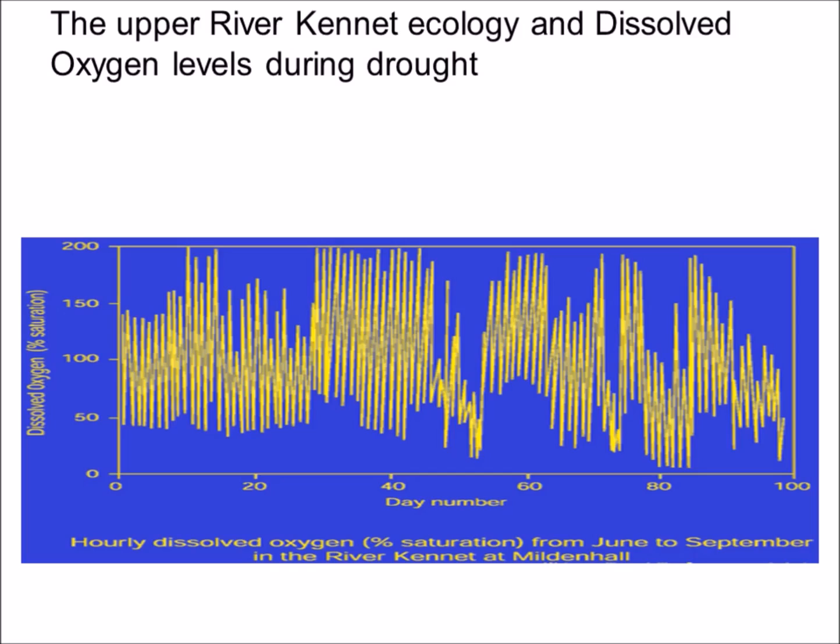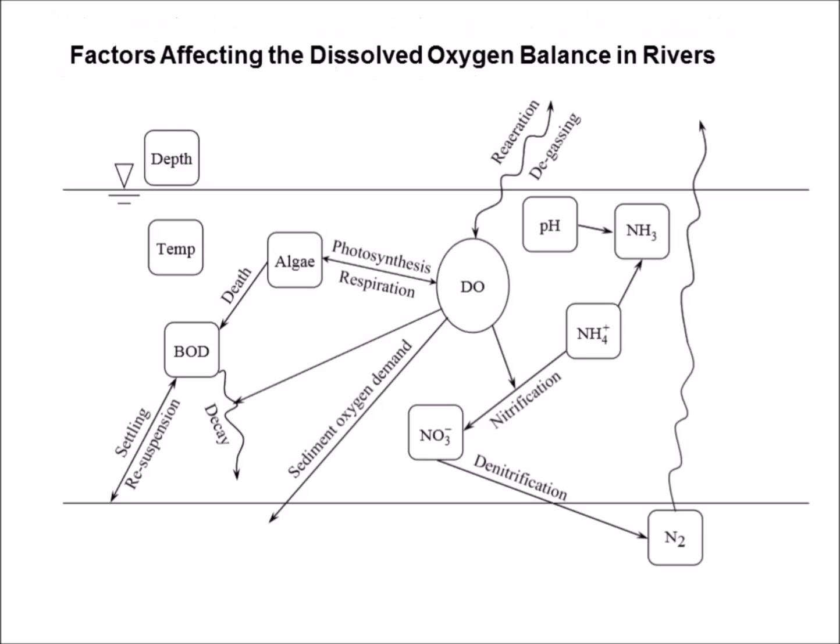You've got interactions between flows, water quality, and ecology, and trying to understand those interactions is one of the things that we're trying to do within MaRIUS, and link it into the drought.